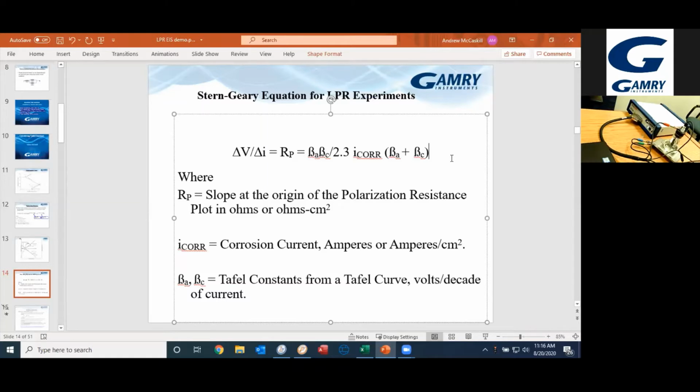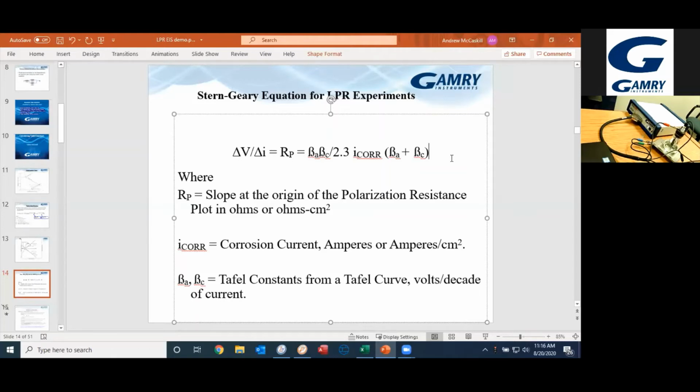Another thing to note is that when we performed the LPR experiment, we only did a small perturbation of about 15 millivolts either side of the open circuit potential. By doing that, we just slightly perturbed the system. We didn't cause any lasting effects to the surface. We didn't cause any destruction to them. It's a non-destructive technique.